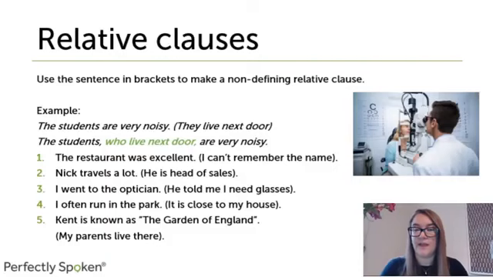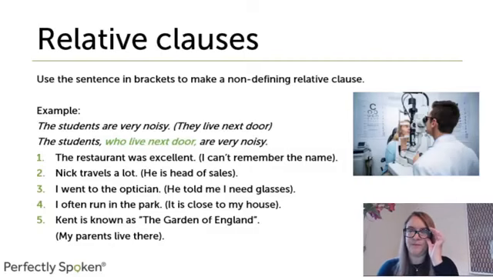Okay, let's have a look at the next slide. This time I'm going to give you some extra information, and I'm asking you to make a non-defining relative clause. So you've got two shorter sentences, but I want you to join them, to combine them with a pronoun to make a non-defining relative clause. And again, this is the reason why we're looking at this level, because when you're at upper intermediate level, you need to be adding extra information. You need to be talking in longer sentences, not short sentences. It doesn't sound very natural.